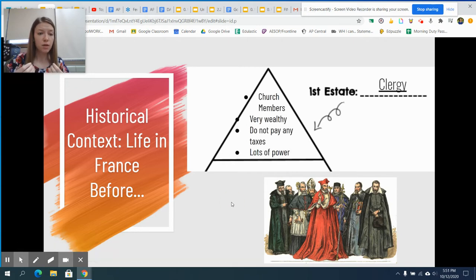And as a result, because they're associated with the church and because they don't pay taxes, they have a lot of power. And this is going to be an issue as we will see down the road. Now, they are at the top of our social structure. Since they're at the top, and they're in this little pyramid, there are actually the fewest amount of clergy. The first estate is the smallest estate in France.